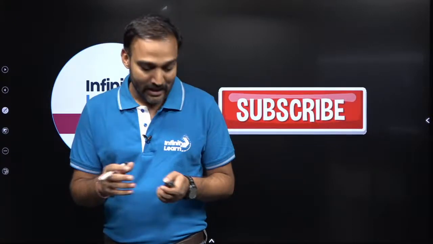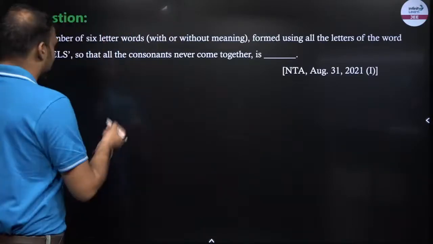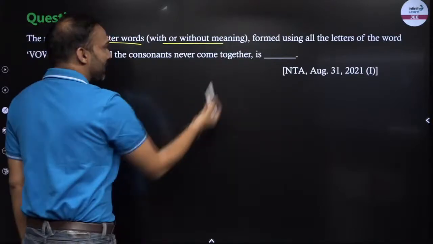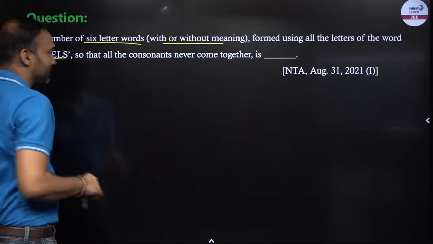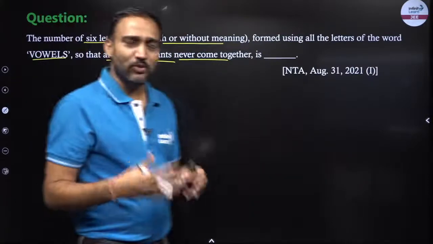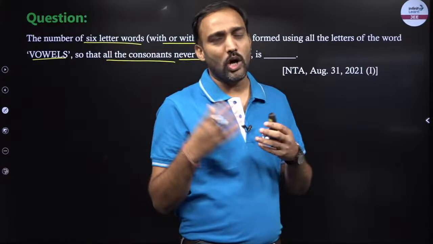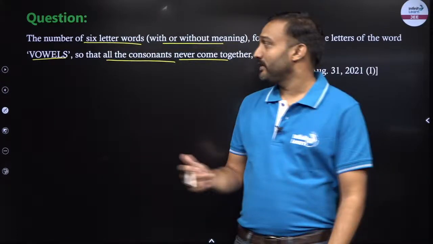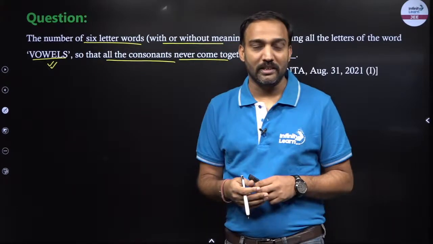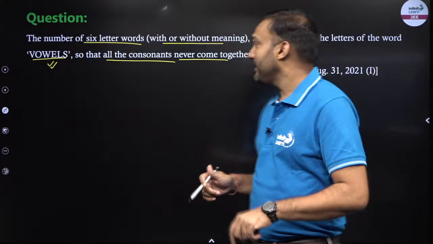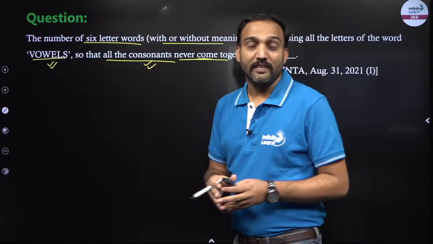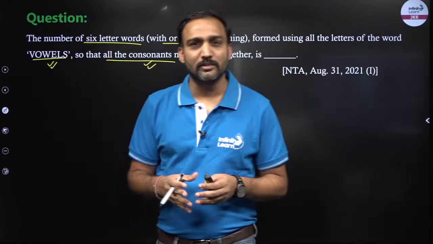Now I'll move on to the first question. If you read the first question, it says: number of 6-letter words, with or without meaning, formed using all the letters of the word VOWELS, so that all the consonants never come together. The question says that I have to arrange all the alphabets of the word VOWELS, because there are 6 alphabets and I have to arrange all of them. But there is a constraint. The constraint says all the consonants never come together, which means that I have to find all those arrangements where the consonants are not together.